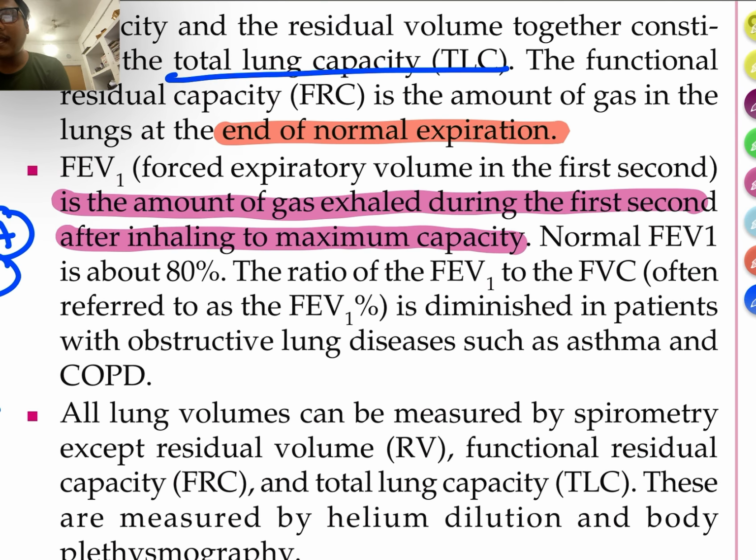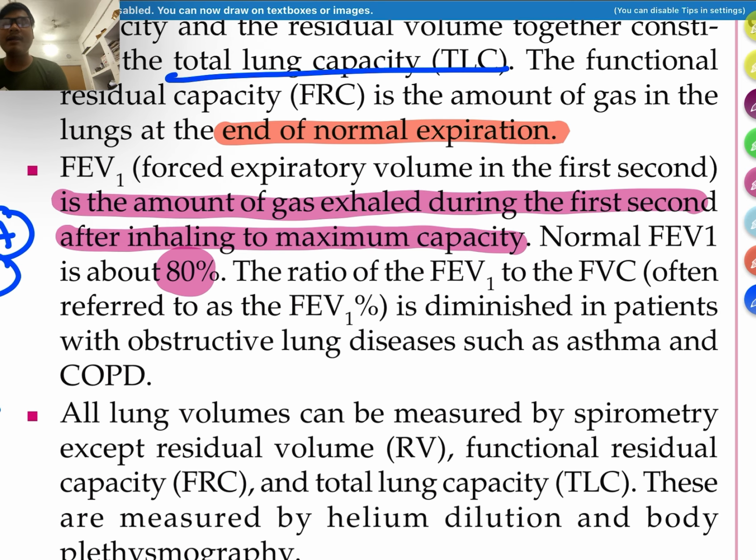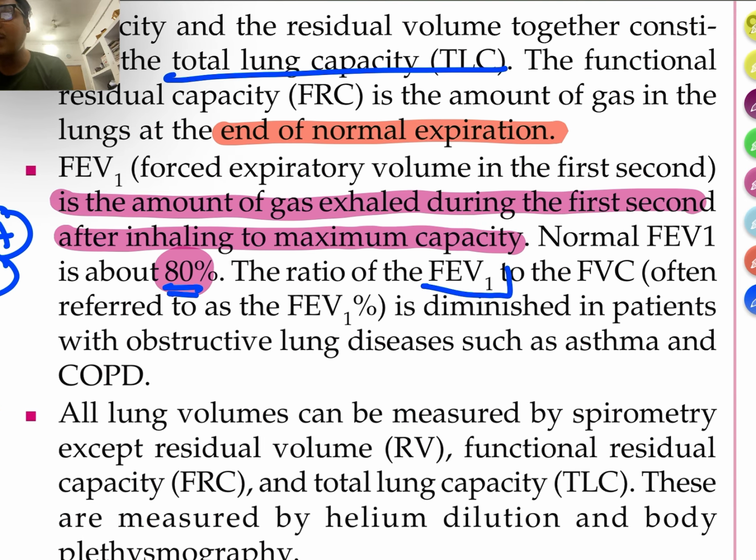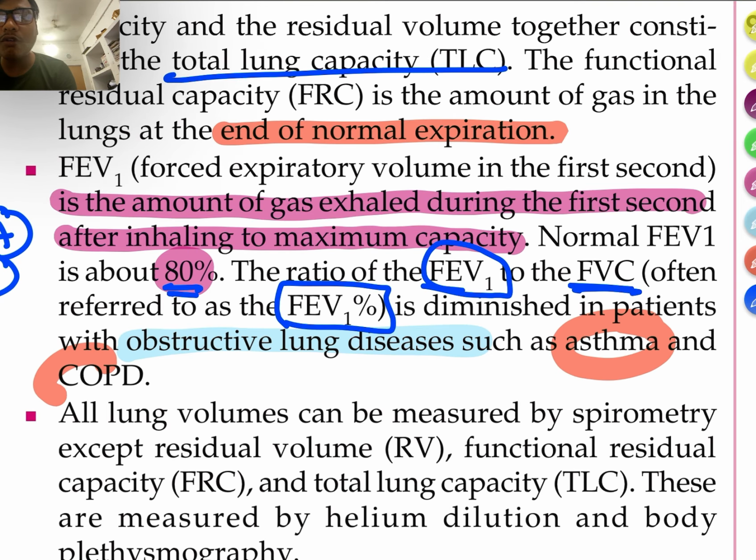Normal FEV1 is about 80%. After deep inspiration, when we start exhaling in the first second, we will remove around 80% of the air from the lungs, and the ratio of forced expiratory volume to the forced vital capacity is called FEV1%. It is decreased in patients with obstructive lung disease. Next, in the same lecture we are going to cover obstructive lung diseases like asthma and COPD.